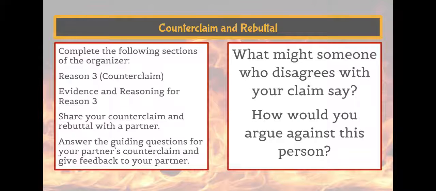So now you're going to complete the following sections of your organizer. Reason 3, that is the counterclaim, and the evidence and reasoning for reason 3. You're going to be sharing your counterclaim and rebuttal with your partner. You will need to answer the guiding questions for your partner's counterclaim and give feedback to your partner. And remember, those guiding questions are, what might someone who disagrees with your claim say, which indicates your counterclaim, and how would you argue against this person, which would be your rebuttal. You will have 12 minutes to complete this activity with your partner.